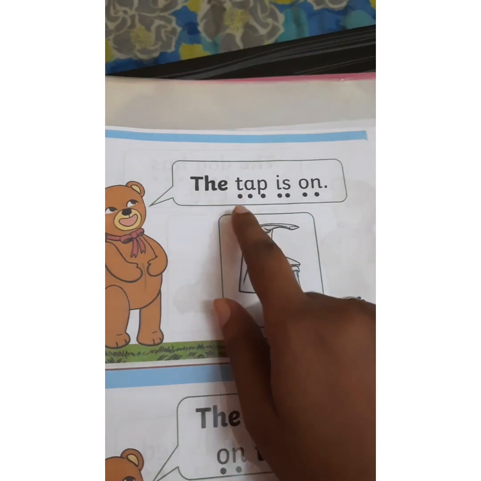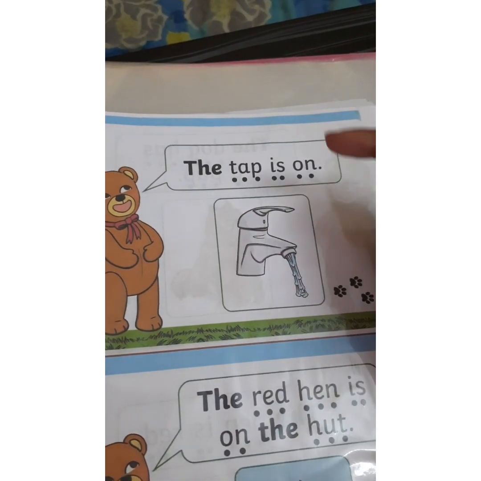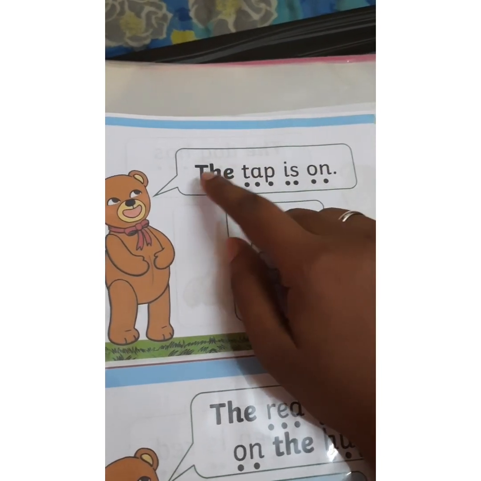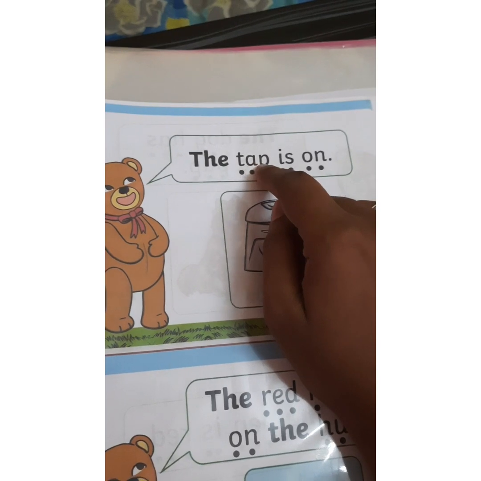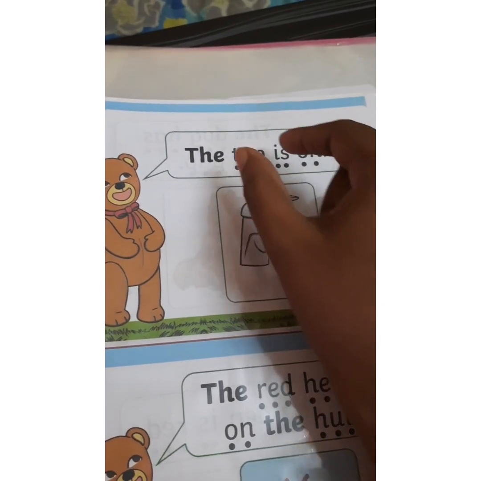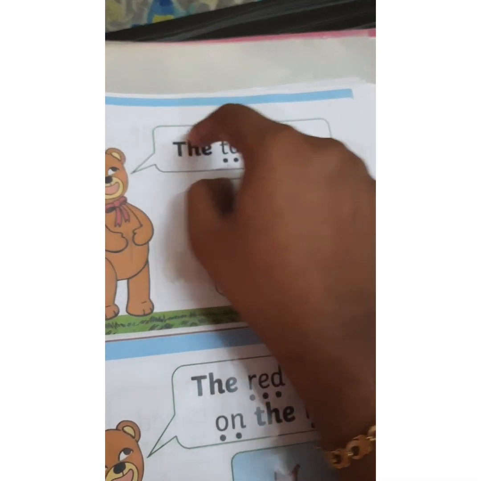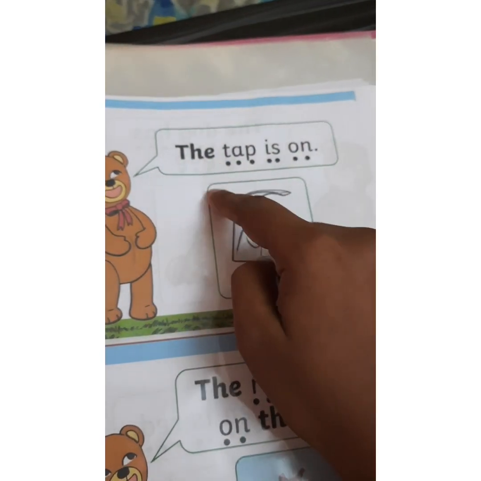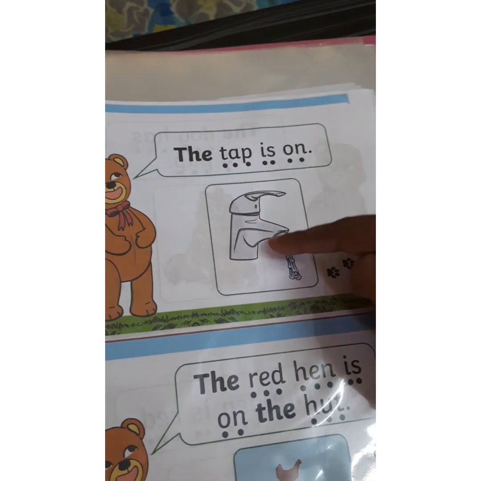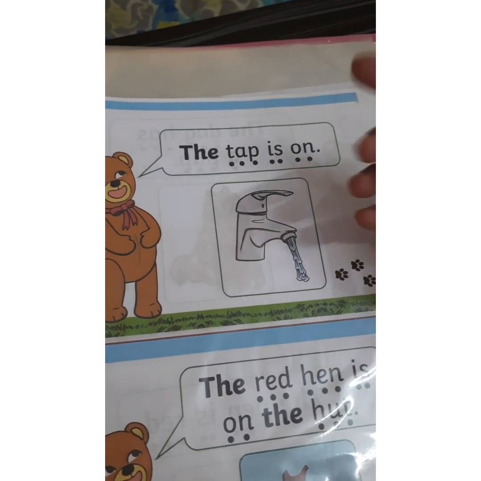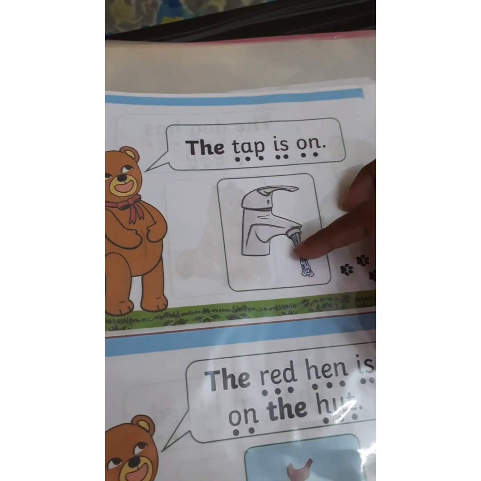We are showing a picture where the tap is open. Now the child is able to read the sight word, tap. Now the child can read the individual words. Now we will make the child read a complete sentence. The tap is open, and we show the picture. The child will relate what the sentence means, and we have the picture also.